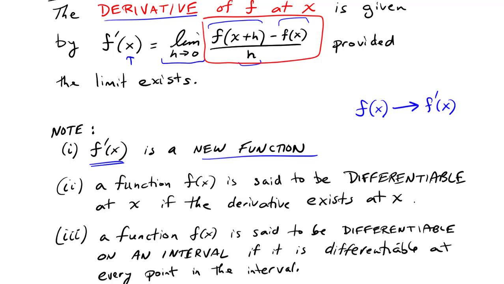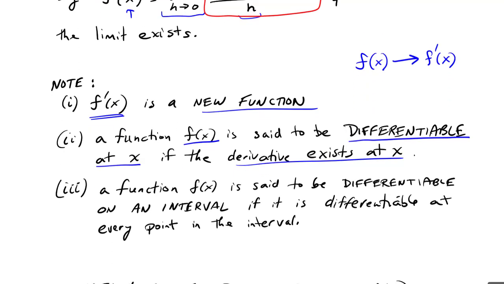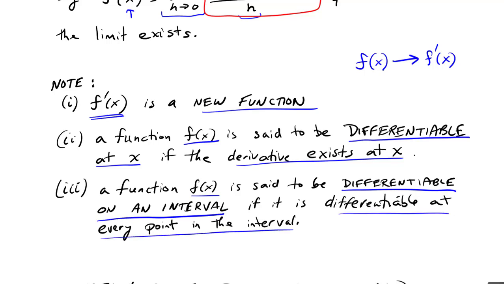All right, so the original function f of x is said to be differentiable at x if the derivative exists at x. That's just defining the term differentiable. It means you can get the derivative at that point. And just to go from a point to an interval, a function f of x is said to be differentiable on an interval if it is differentiable at every point in the interval. All right, so that's just to generalize the term.